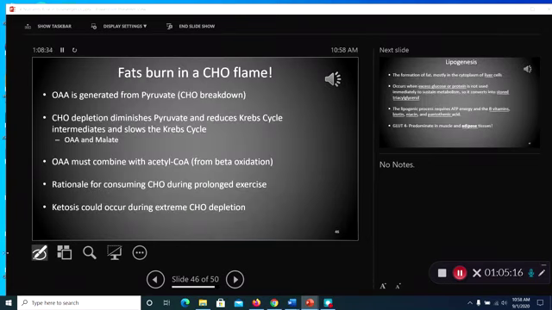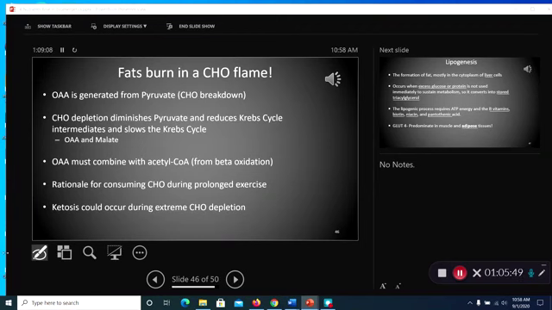Fats burned in a carbohydrate flame. How many times have I said that expression? So we know oxaloacetate, OAA, can be generated from pyruvate in carbohydrate breakdown. Carbohydrate depletion will diminish pyruvate, reduces Krebs cycle intermediates, and slows the Krebs cycle. Okay, so if you reduce the amount of oxaloacetate you have readily available, it doesn't matter how much acetyl-CoA you have because you can't initiate that first step of the Krebs cycle.